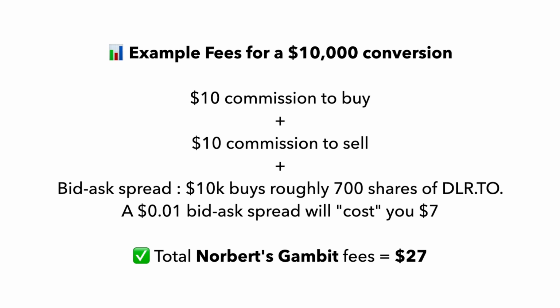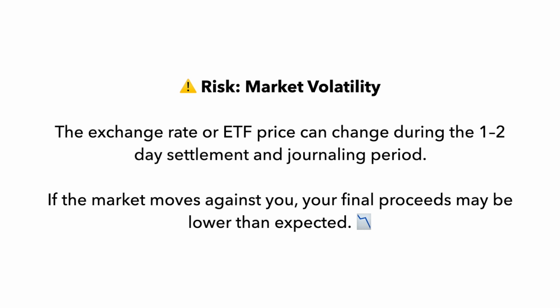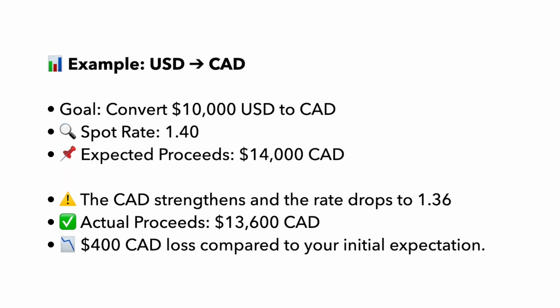While the process is mechanically sound, it is not without risk. The primary risk is market volatility. During the days it takes for your initial trade to settle and the shares to be journaled, the exchange rate or the price of the ETF could move against you. If the Canadian dollar strengthens significantly during those 2 days, the value of your US dollar proceeds will be lower than expected. Furthermore, some discount brokerages may charge an administrative fee for journaling, or they may have policies that make the process more cumbersome.